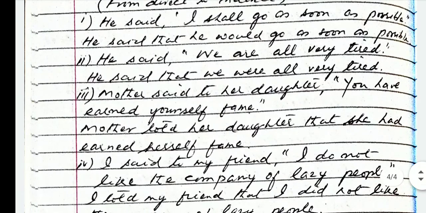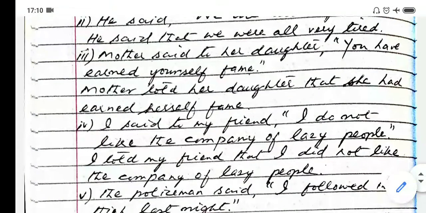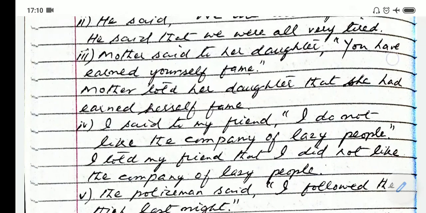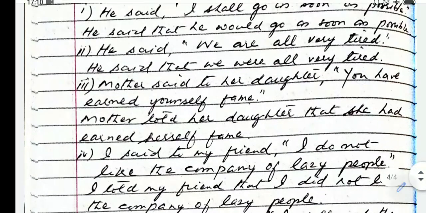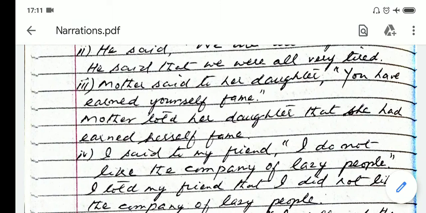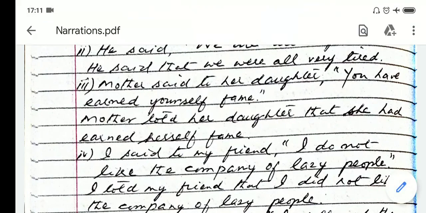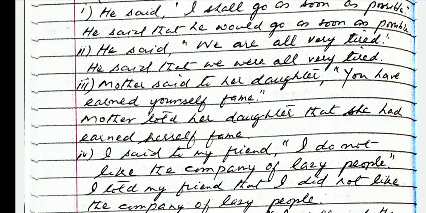Mother said to her daughter, "You have earned yourself fame." Mother told her daughter that she had earned herself fame. Have will change into had because "you have earned yourself fame" is present perfect tense, and present perfect tense changes into past perfect tense. In past perfect tense we use had, and with had we always use the third form of the verb. With have we use the third form of the verb. With has we also use the third form of the verb. In the passive voice we use the third form of the verb.